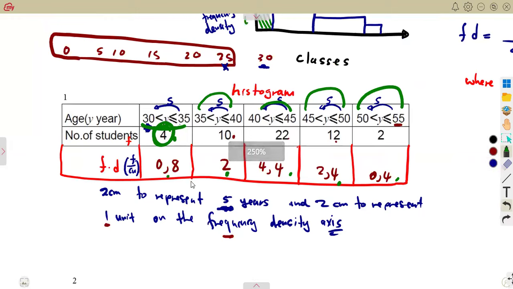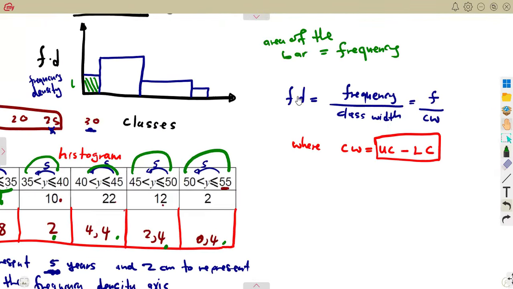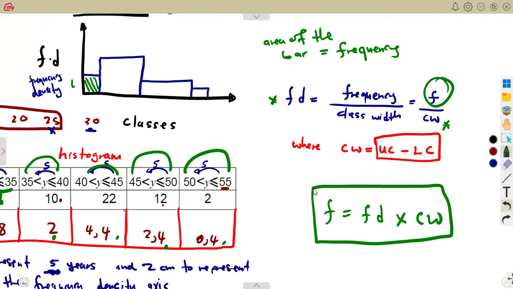You simply calculate the areas. Or you can simply go back to the formula. Frequency density is frequency over class width. So you substitute what you are given. You are given frequency density. You are given the class width. So you can calculate the frequency by making frequency the subject. Meaning, if you cross multiply, frequency is equal to what? It is equal to frequency density times the class width.